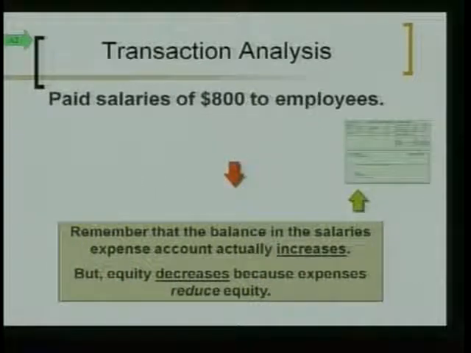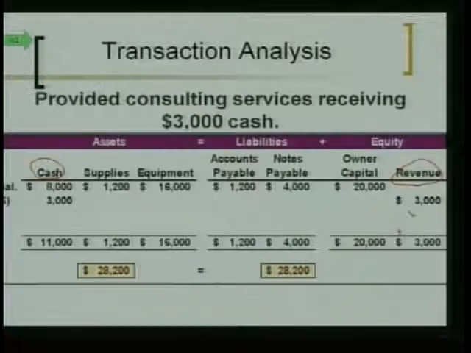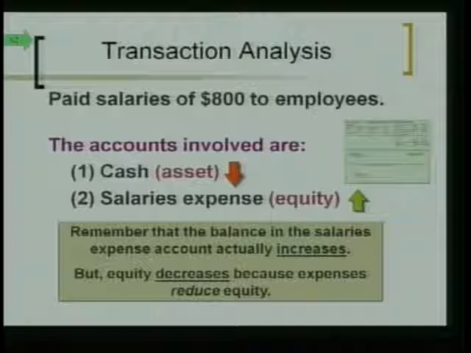All right, let's take a look at the next transaction. We paid salaries of $800 to employees. Now, what is this? This is an expense. Now, I want you to remember, expenses are one of the things that as they increase, owner's equity decreases, right? Okay, so how does this look? Cash goes down because we paid out $800 to our employees and our salaries expense went up. Okay? Salaries expense went up. Now remember that as salary expense account increases, equity decreases because expenses reduce equity.